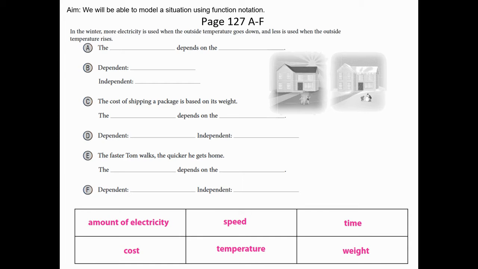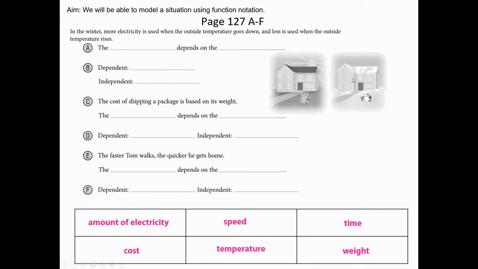In the case of this first situation, in the winter, more electricity is used when the outside temperature goes down, and less is used when the outside temperature rises. I want you to take a moment and pause the video, and take a look at these problems and figure out what words in the word bank go where for all of these blanks, including what we just talked about. Try that yourself before I go over the answers.